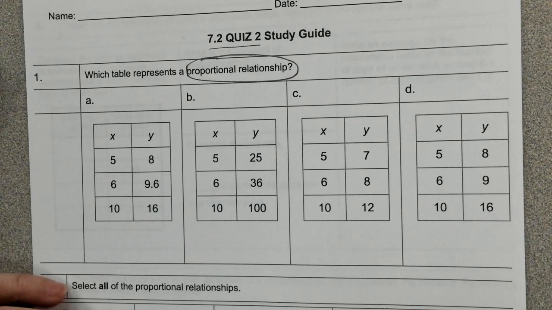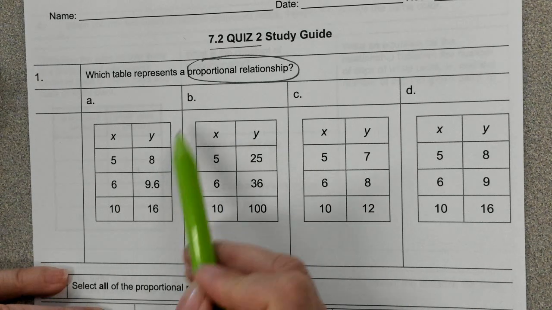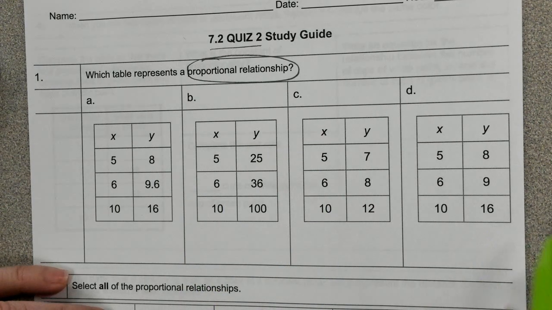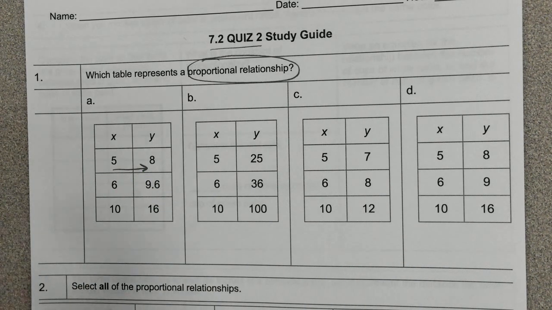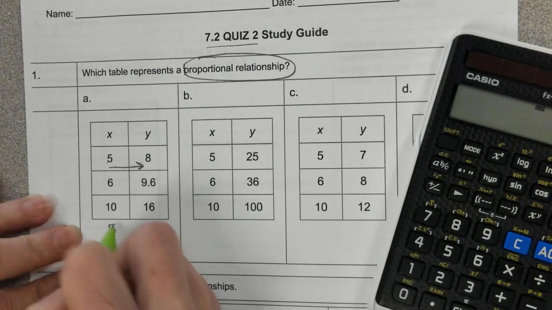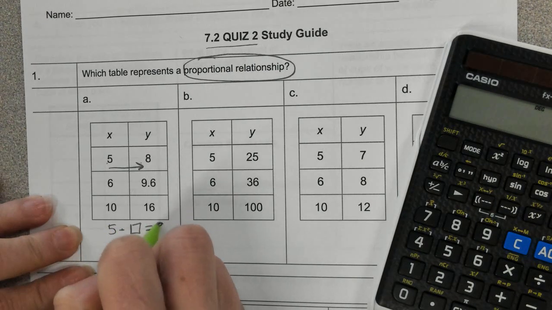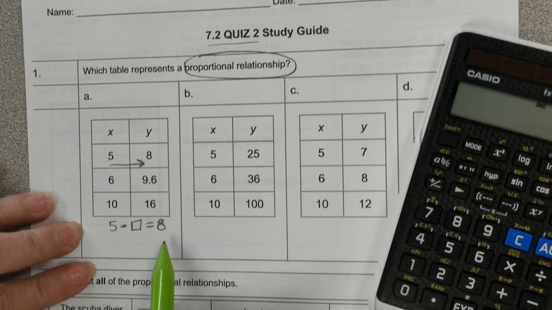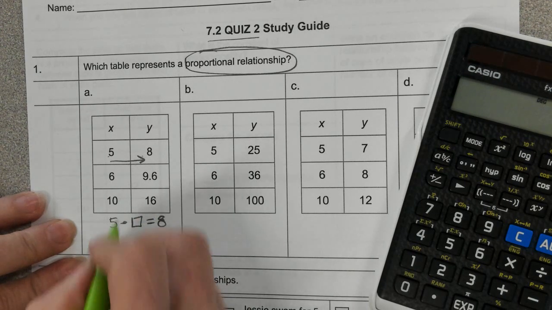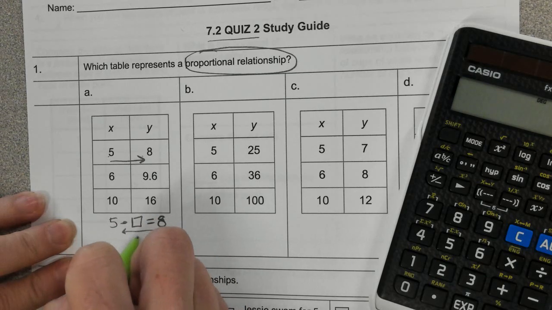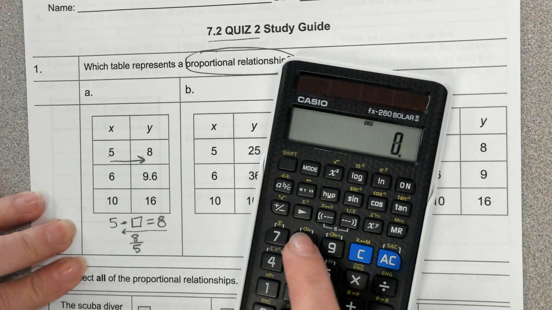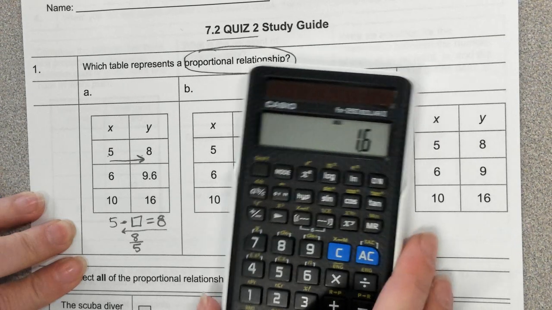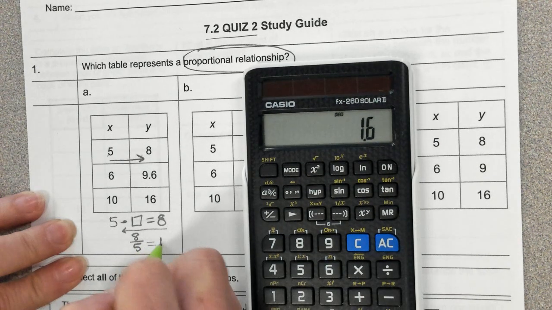In order to know if it's a proportional relationship, all of these tables have to have the same constant of proportionality. So I need to know what to multiply each of these numbers by to get from x to y. If I don't know what to multiply 5 by to get 8, 5 times what equals 8? We've talked about how you can use a related fact family, start at the answer 8 and divide by 5. So you can leave it as 8/5, or you can do 8 divided by 5, and that gives us 1.6.